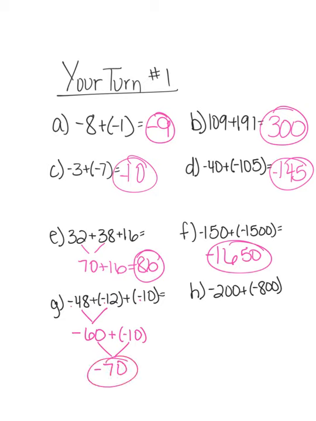And then our final question, -200 plus -800. They're both negatives, so add the absolute values. 200 plus 800 is 1,000. And then apply the sign, a negative, and our sum is -1,000.